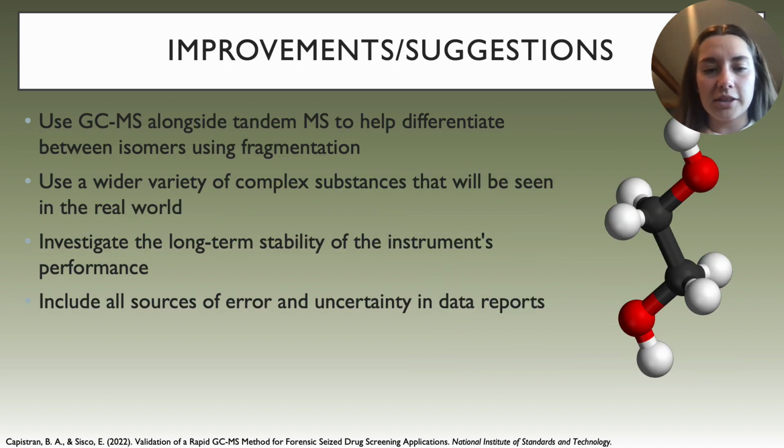Some improvements or suggestions would be to use GC-MS alongside tandem mass spec, which would help differentiate between those two isomers using more fragmentation patterns and how those molecules are able to break up. And then also using a wider variety of complex substances rather than very simple substances that aren't usually going to be seen. The samples that are sent in will usually be more complex. And then investigate the long-term stability and include all of their sources of error and uncertainty.